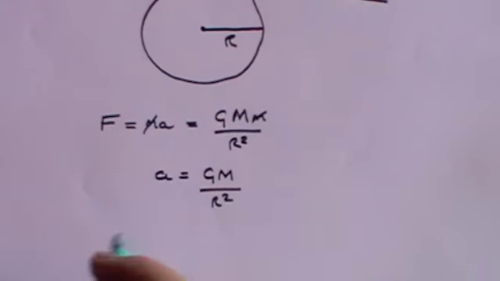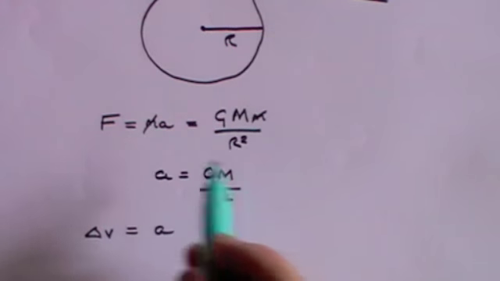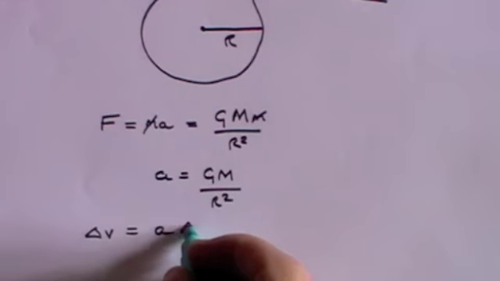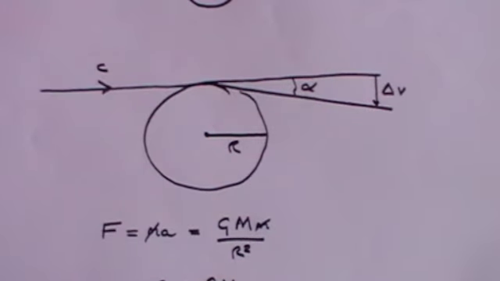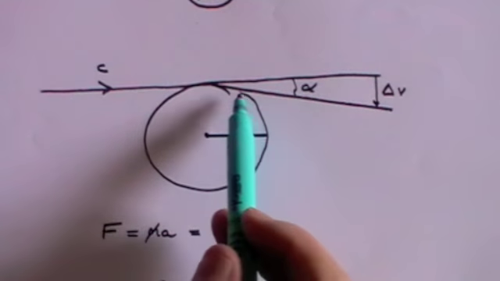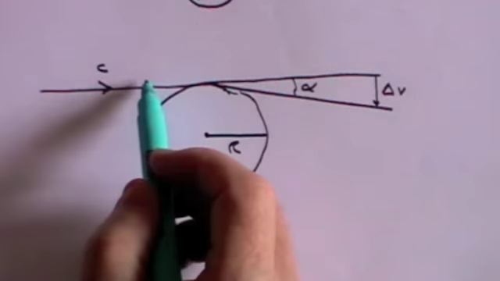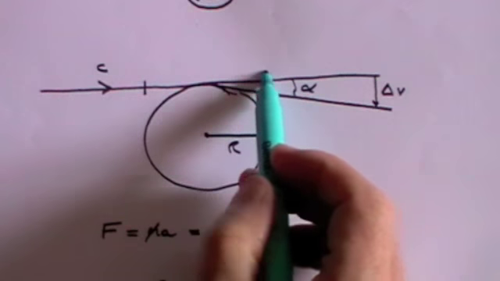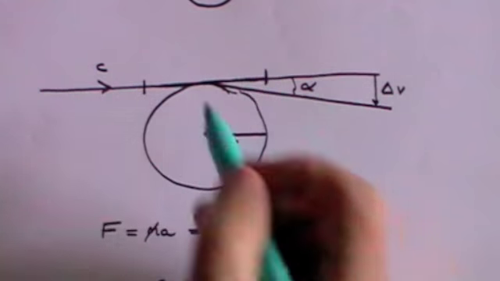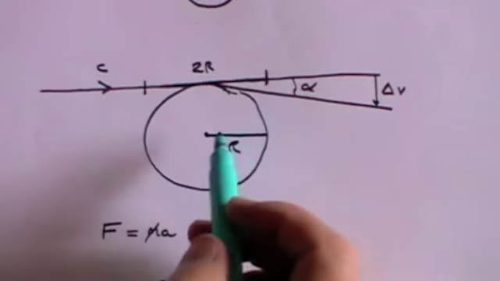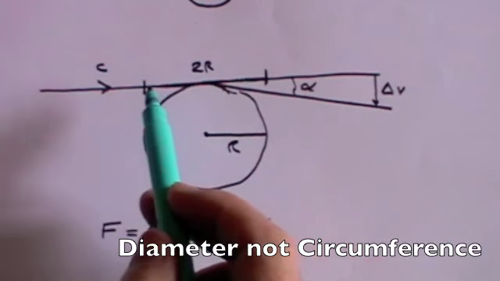Now a change in velocity is equal to the acceleration, which we just determined, times the change in time. What is the change in time? Well, for practical purposes, we're going to say that the gravitational impact of this massive object is at its maximum as the photon travels this distance here. And that distance, of course, is 2r. It's twice the radius, the circumference of the object.